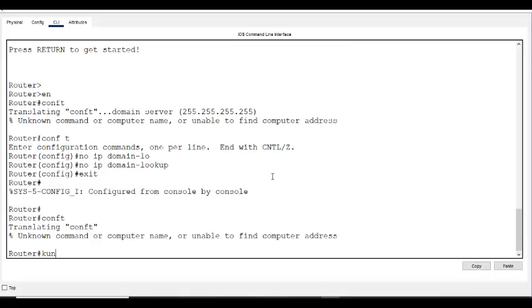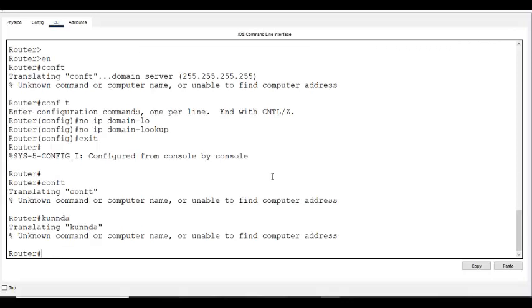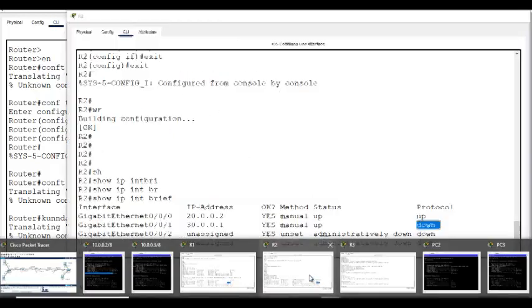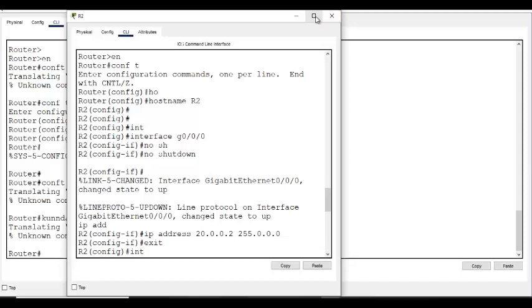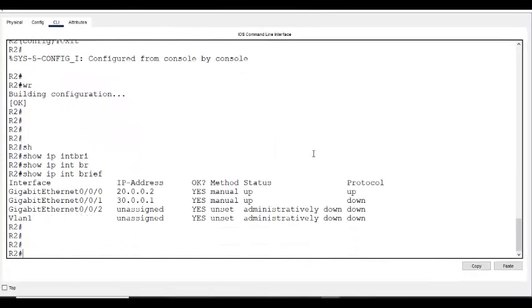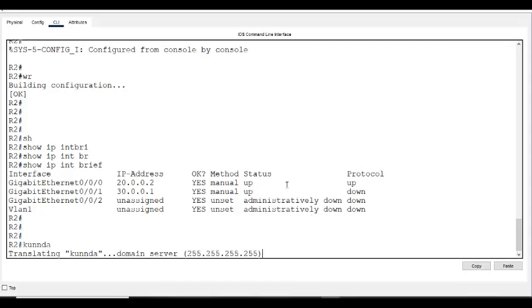let me show you on the other router. The second router, we did not put that command. You see, it is now searching for the word I typed. It will come out after 1 minute. Here, I said no, don't look up in any domain, so it's not looking up.